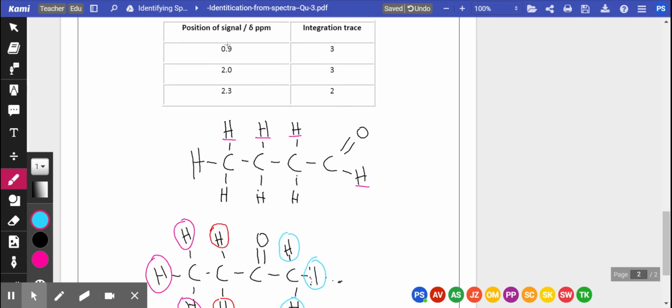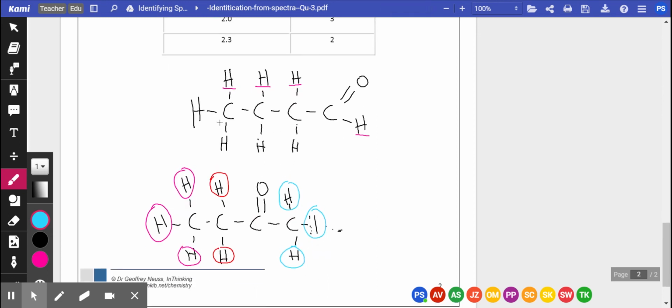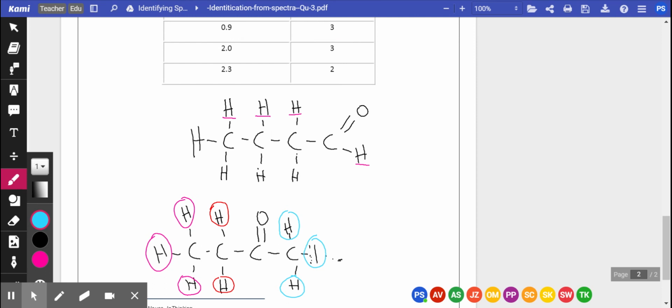Now, what about the position of the signal? 0.9 means that you need a strong magnetic field because those hydrogens are far from any electronegative elements. So the pink one is this peak. Then the other 2 are at a bit higher numbers because they need a weaker magnetic field because they're closer to this carbonyl group. So NMR has told us that the compound we've been looking at is butan-2-one, where the C=O bond is in position 2.